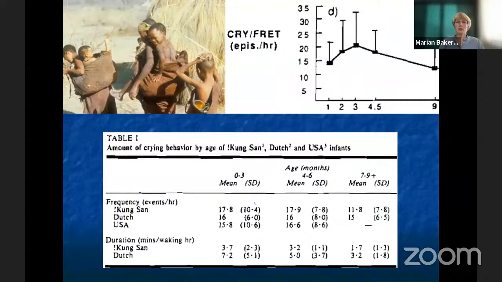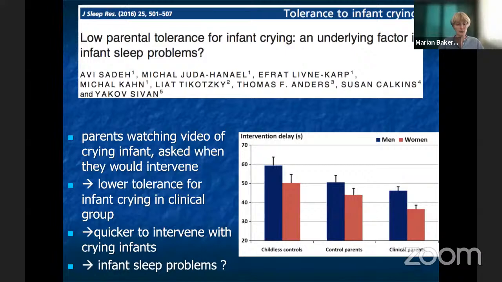Now that cry peak is quite normative. We see it in all cultures. What you see from the table here below is the frequency of cries over the various periods of the infant's age: the first 3 months, then the next 3 months, and then the last 3 months, 7 to 9. The frequency is the same in various cultures, various groups, but the duration is shorter in countries where babies are carried, where there's a lot of physical contact.